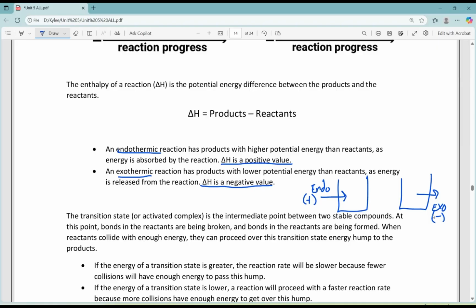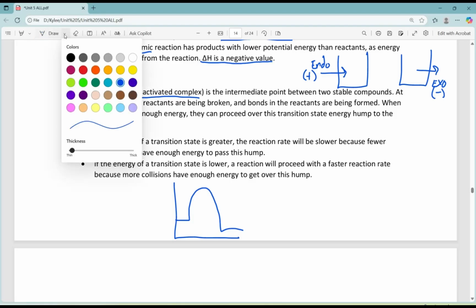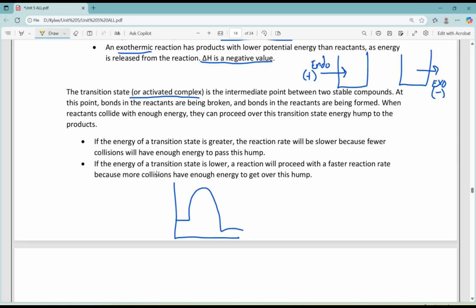Exo negative means it's leaving the system. Another vocab word that comes up from time to time is the energy of the activated complex. And that's just what we call the top of the peak. So when I have my activation energy diagram that looks somewhat like this, my activated complex is going to be this spot here at the top.